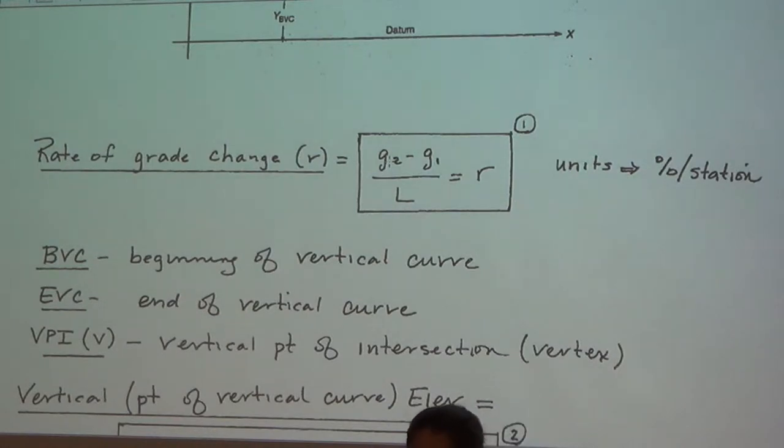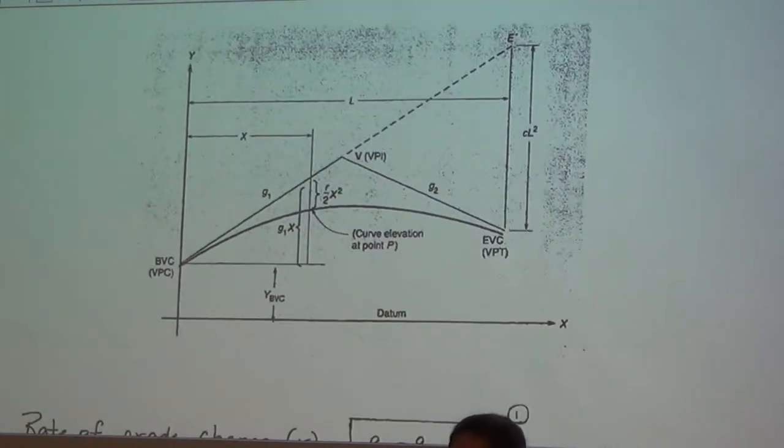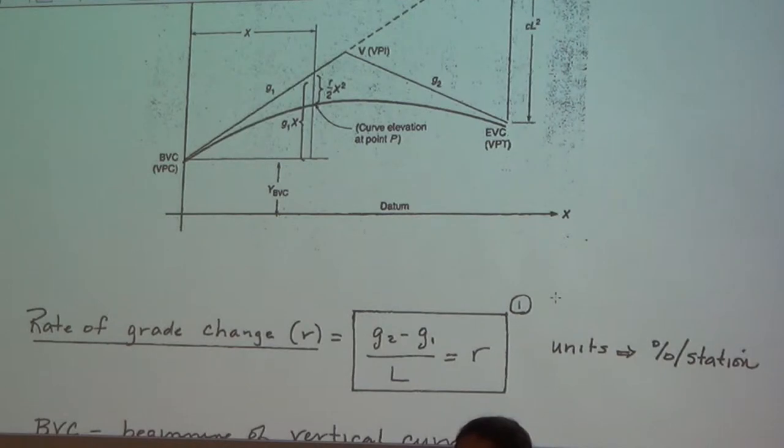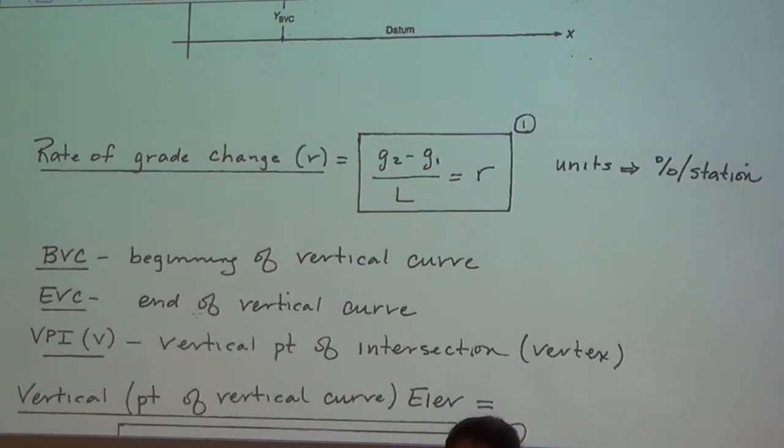Okay. So, let's look at this example. G1 positive or negative? Positive. G2 positive or negative? Negative. What's R going to be? R is G2 minus G1, a negative minus a positive, so it's going to be a negative. So R is negative when we have a curve like this. If we have a curve like this, R is going to be positive. Beginning of vertical curve, we already know this.